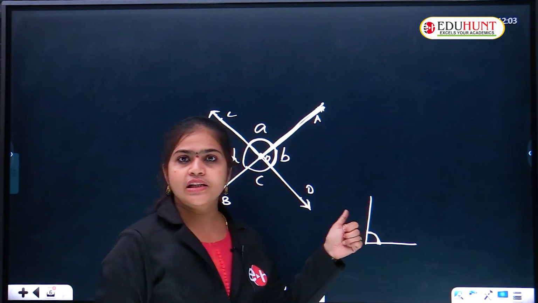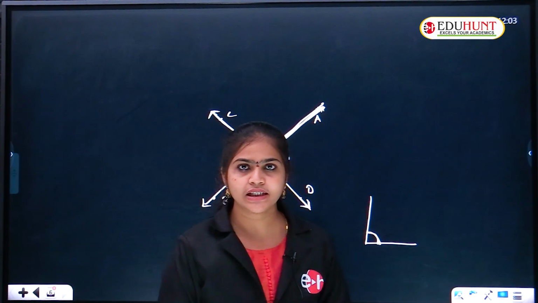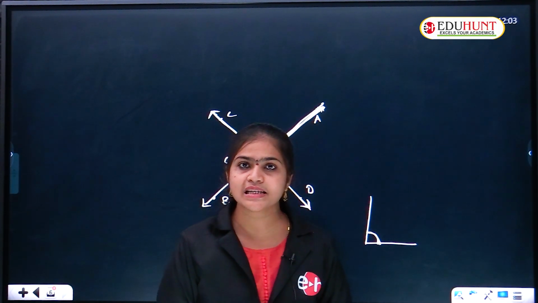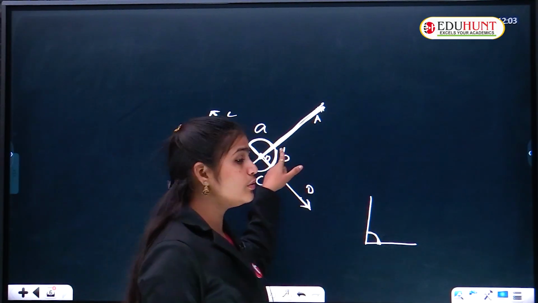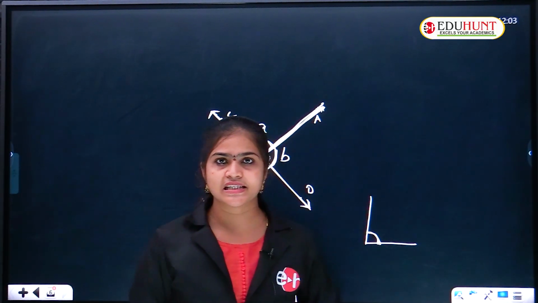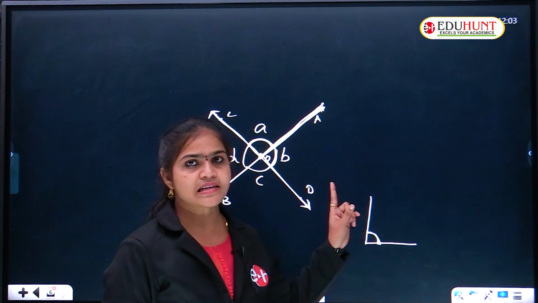Understood? Depending on this, we have a worksheet. After that, we have concept 5, which is related to angles made by a transversal. Understood? There we will discuss this.